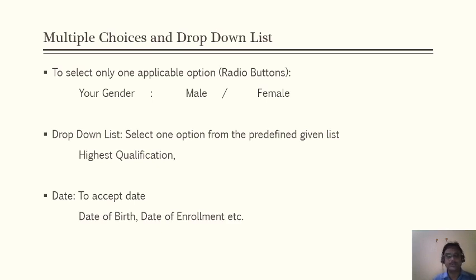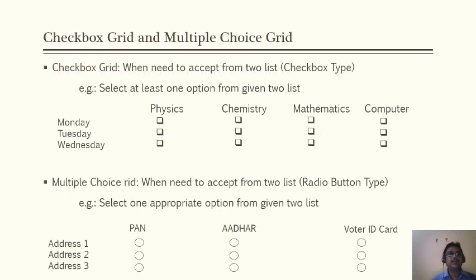Similarly, we have the next field, the date field, which accepts a date, and here we may change the date format: dd mm yy, mm dd yy, or yy mm dd, whatever you prefer. Then there is also the checkbox. Sometimes we need to give multiple options to the user, and the user may have to select some appropriate answers.